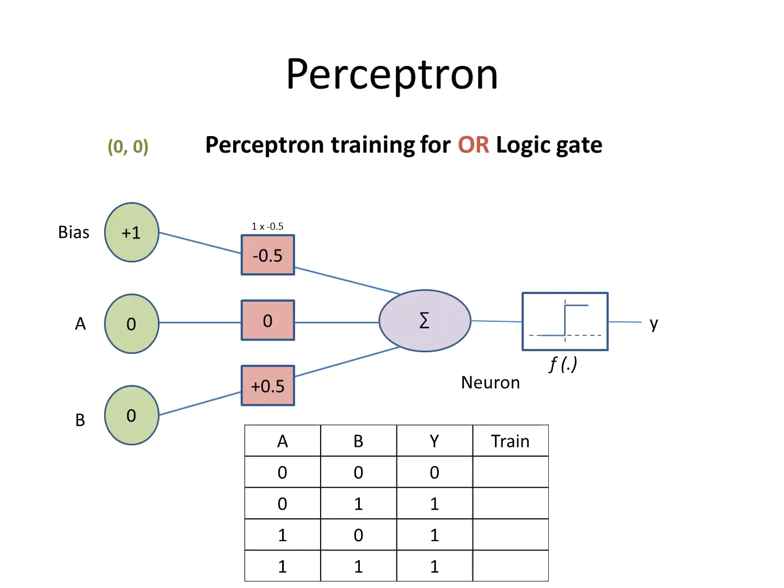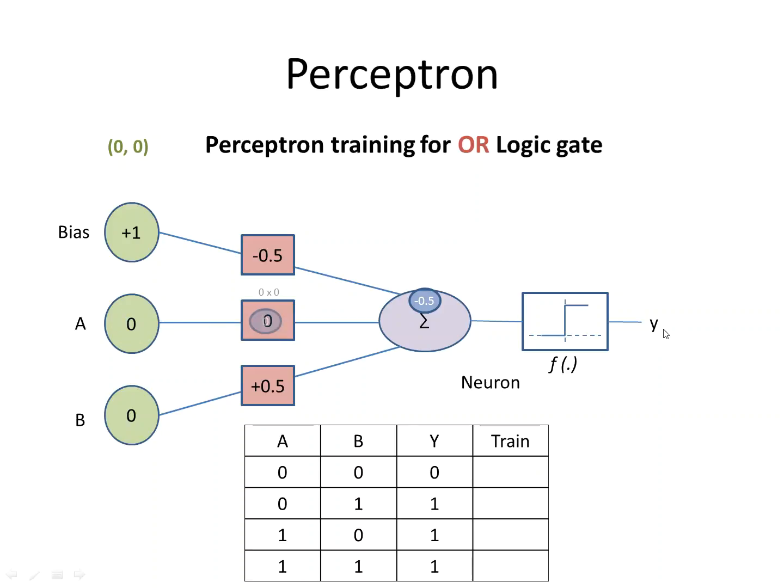So after passing through the weight of -0.5, it gives me the output as -0.5. And here these weights are randomly generated, that is -0.5 and 0.5. Depending on the output, we'll need to modify the weights accordingly if it gives me the wrong output.